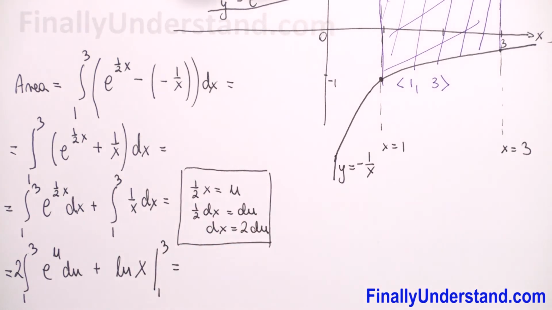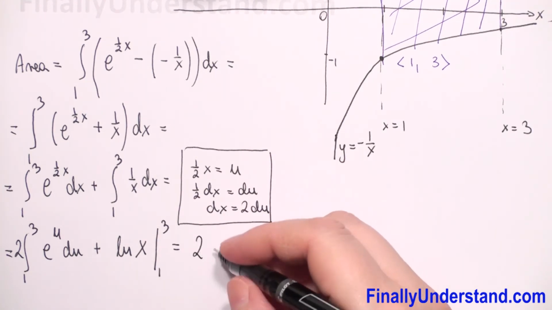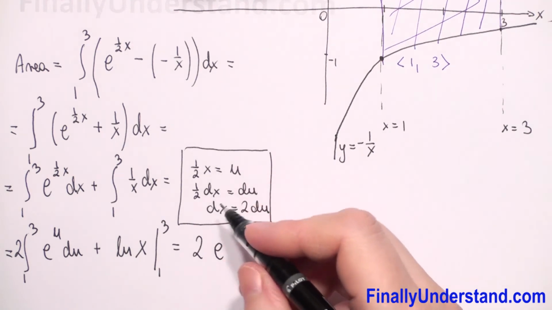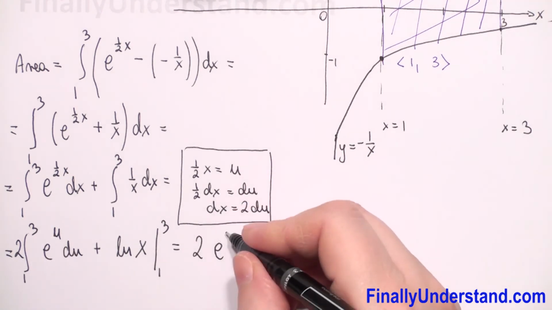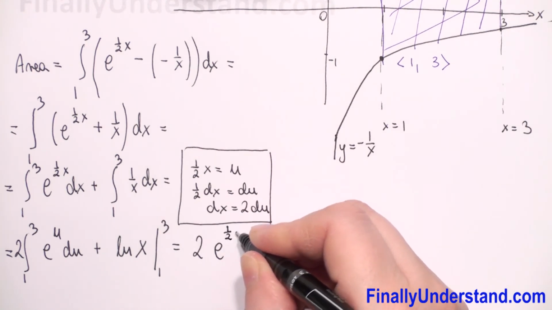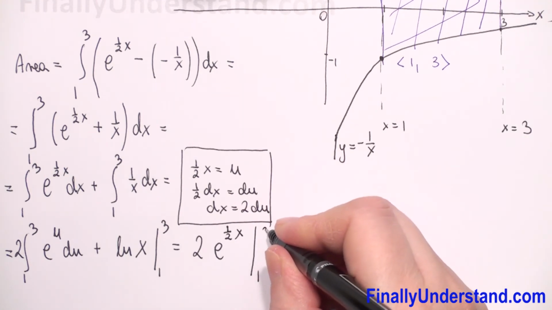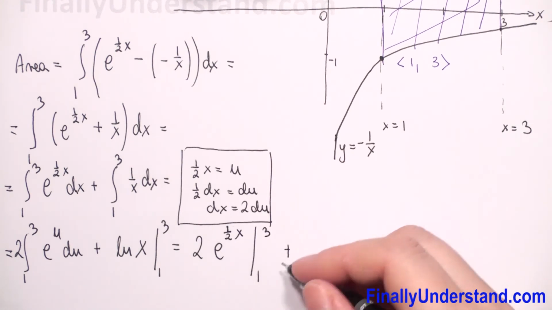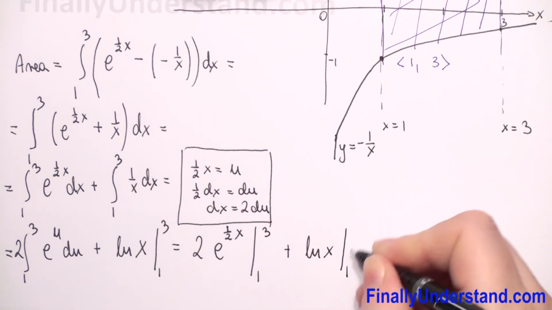So this is equal to 2 times the integral of e to power u, which is e to power u. And we will come back to our substitution because I didn't change the integration limits. So we have e to power 1 over 2 x, with the limits from 1 to 3, plus the natural logarithm of x, with limits from 1 to 3.